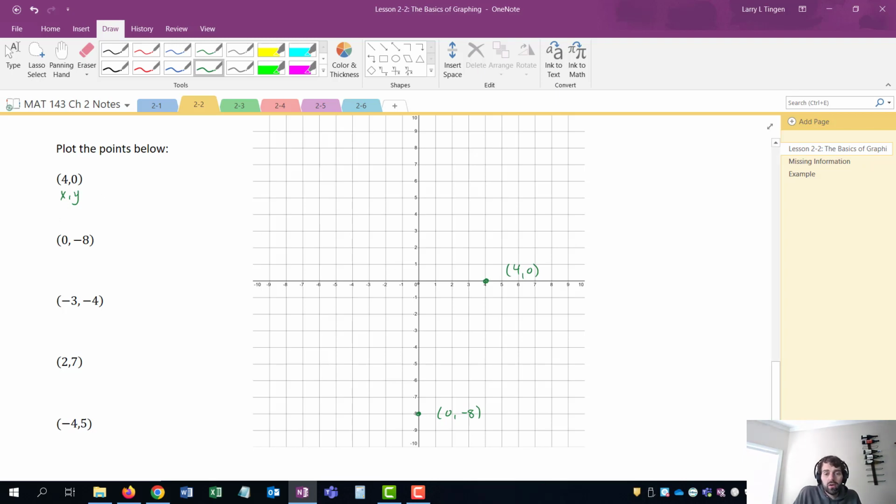Next, -3, -4. I make my move left or right first and then down, not because it would give you a different answer, but because it's always better to have a procedure or process, so that way you don't forget how to do this one day, or you start doing it down and then left, or up and then right. Always do your x first and then your y change second, because that's the order the coordinates are given. 2, 7: right 2, up 7, and then -4, 5: move left 4, and then up 5.